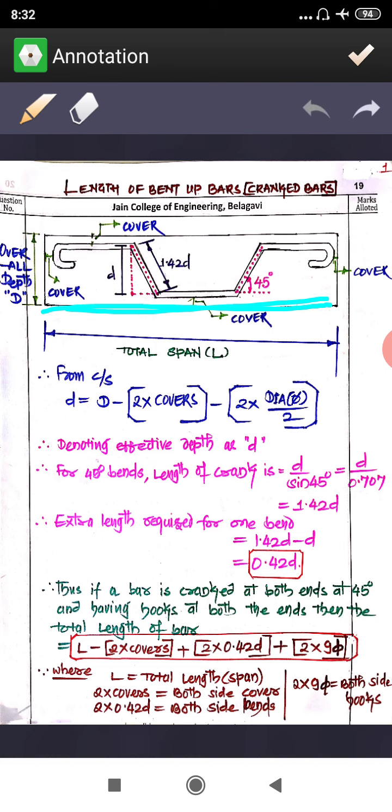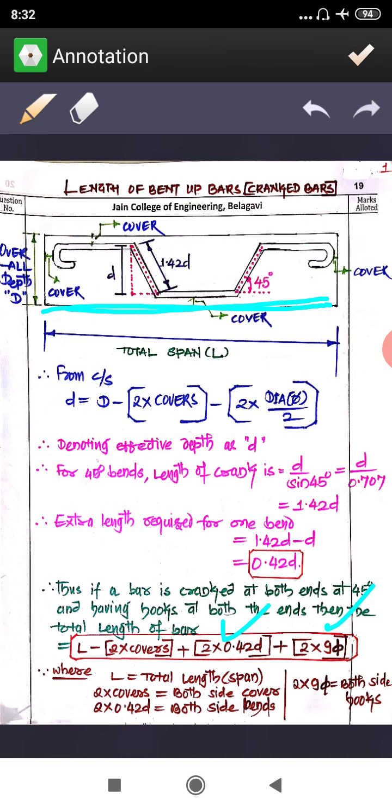So the length is total span minus two numbers of covers, plus the length for two cranks, 2 into 0.42d, plus 2 into 9 dia, 9d. One hook we take as 9 into dia, 9 times the dia. So for two sides, 2 into 9 dia.